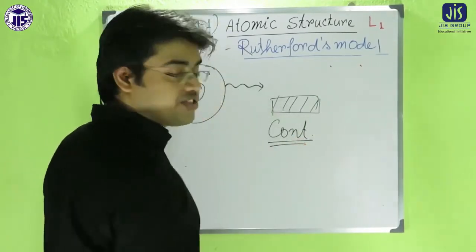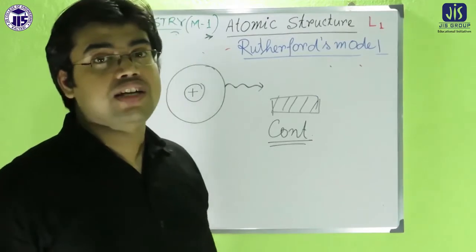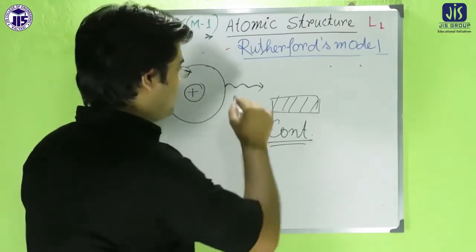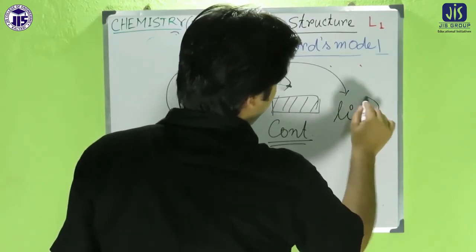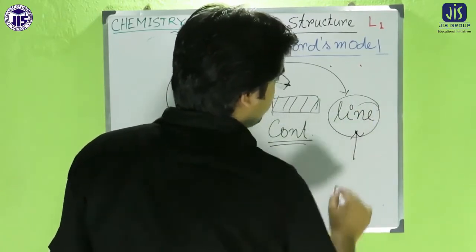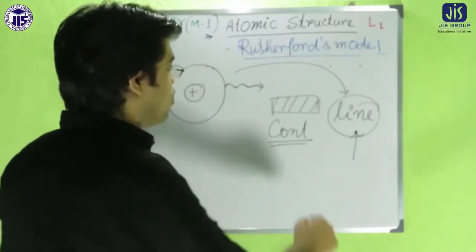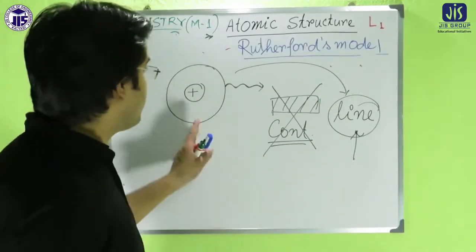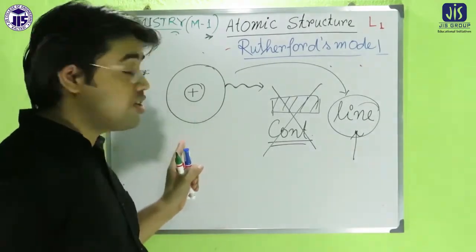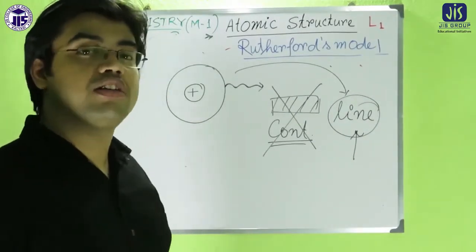That should be a continuous spectrum. But actually what we get is the line spectra. That means experimentally the atomic spectra is the line spectra. So continuous spectra is not obtained from the atom. So this is another drawback of Rutherford's model.